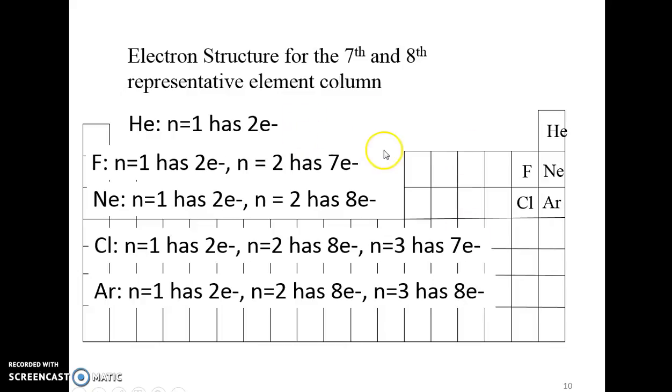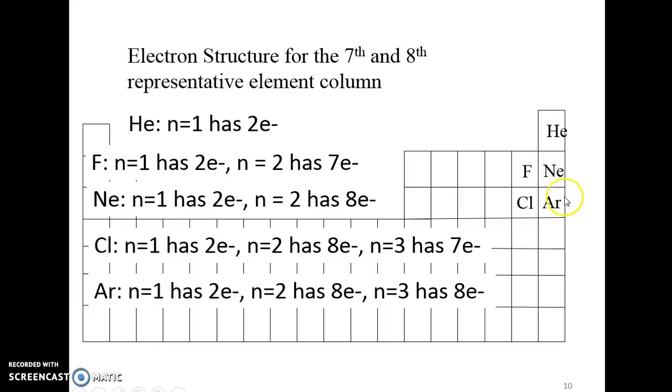And then last of all, what do we have? We have the 7th and 8th column. All of these are called the noble gases, and these are called the halogens. Let's look at the noble gases first. Helium has only 2 electrons, and they're in n equal 1. Neon has 2 electrons in n equal 1 and 8 in n equal 2. Argon has 2 electrons in n equal 1, 8 in n equal 2, and 8 in n equal 3.